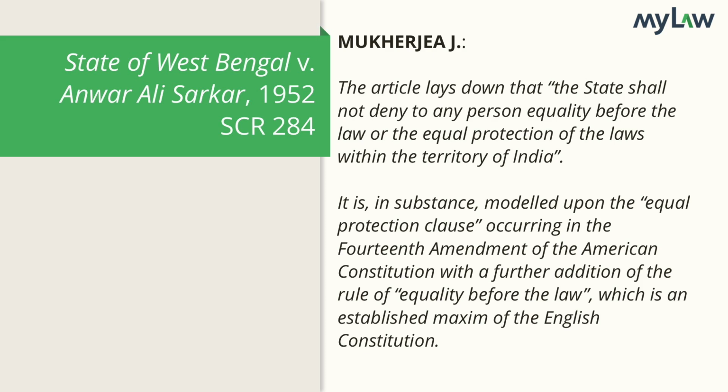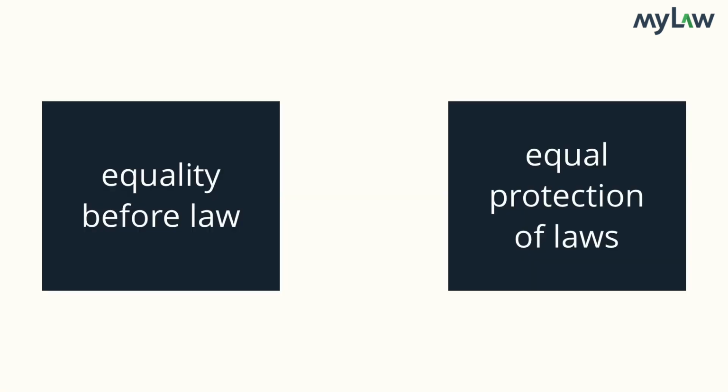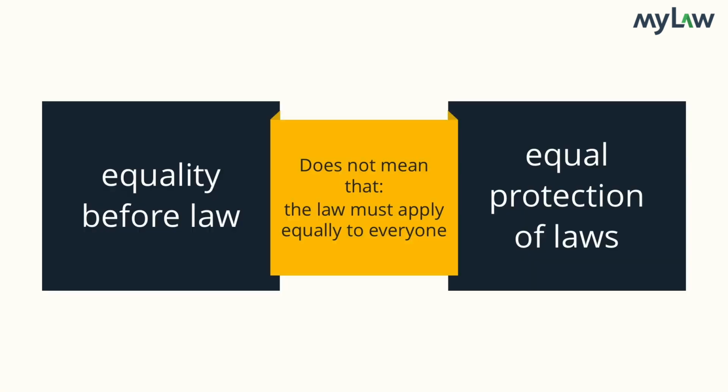B.N. Mukherjee, one of the judges who formed part of the majority, traced the origin of Article 14 to both the US Constitution and the unwritten English Constitution. But what do these guarantees mean? The court was clear that equality before law or equal protection of laws does not mean the laws must apply identically to everyone.